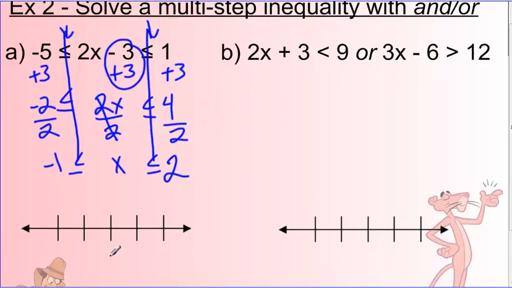And now, we graph this. 0, 1, 2, -1, -2, solid dot at 2, solid dot at -1, and this is an "and", so we're probably going to be shading in between. Less than 2, bigger than -1, so this stuff in between.